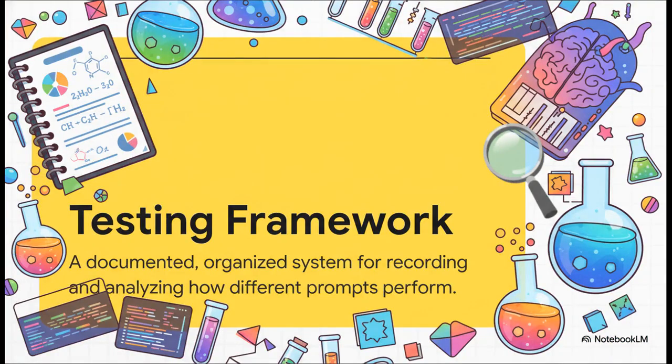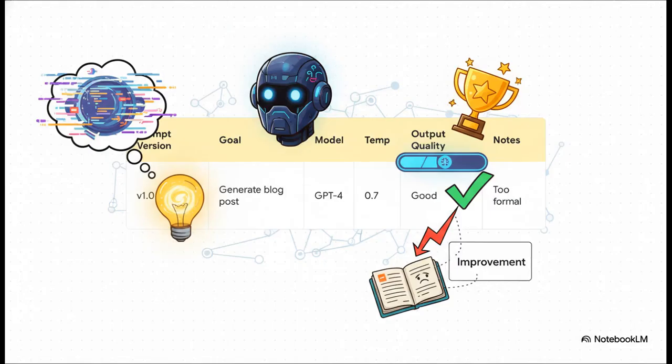So what is a testing framework, really? Well, think of it like your personal lab notebook for prompt engineering. It's just a simple, super organized way to write down your prompts, track what happens, and actually learn from every single experiment you run. And here's what that looks like in the real world. This simple table, this is your command center. You've got your prompt version, what you're trying to do, the model, even the temperature setting. But the real magic, the part that matters, is right here in these output quality and notes columns. See version 1.0? The notes say the output was too formal. Boom. That's our first clue. Our first breadcrumb on the path to making this thing perfect.